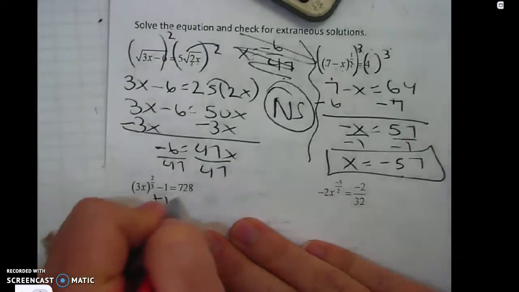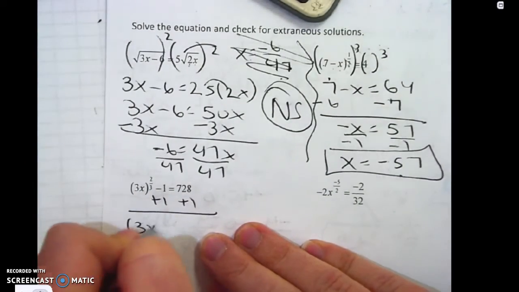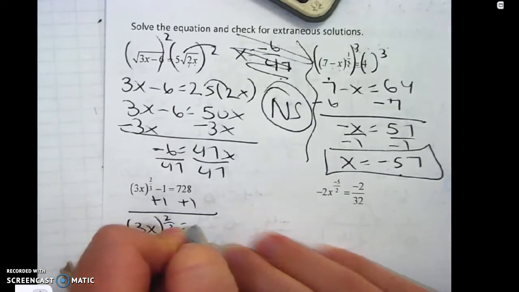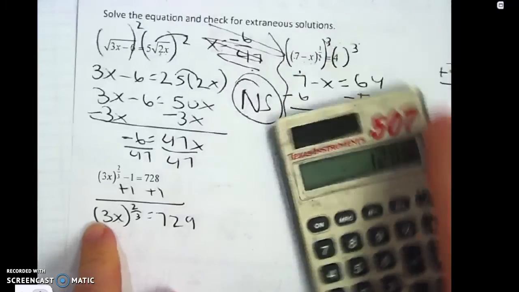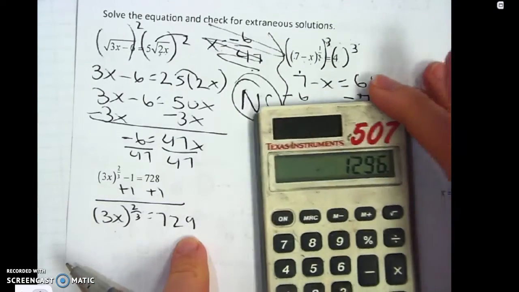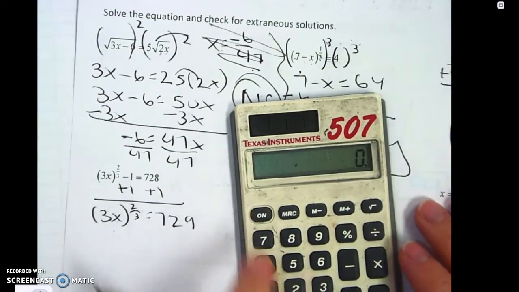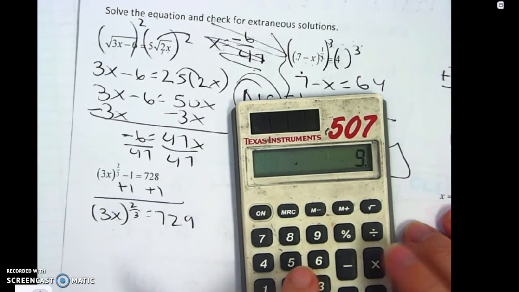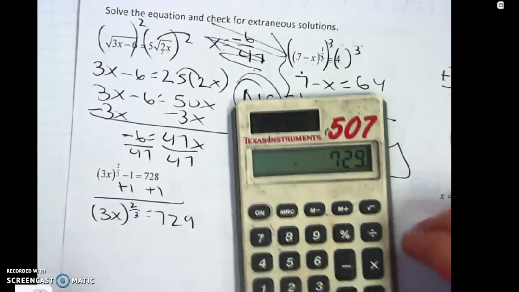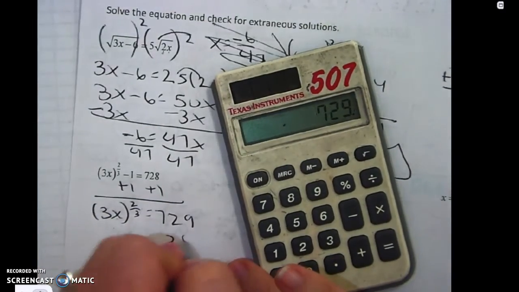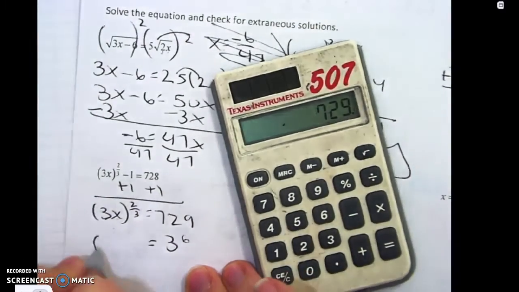First thing I'm going to do is add 1. And I get 3x to the 2/3 equals 729. Now, a little hint is, see how I see the 3 there? I feel like 729 would get me with the 3. So let's see, 1, 2, 3, 4, 5, 6. Okay, so 6 of them get me to that.